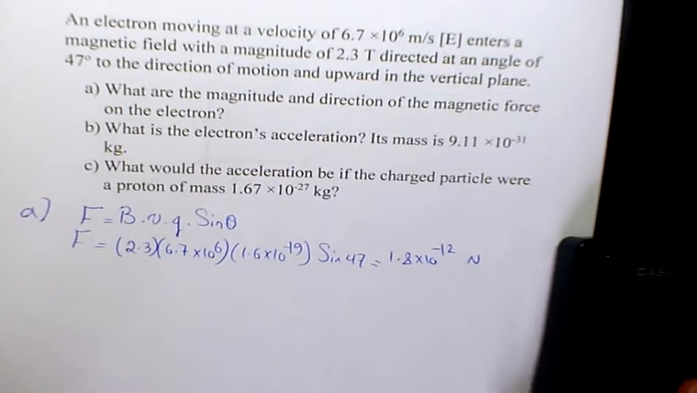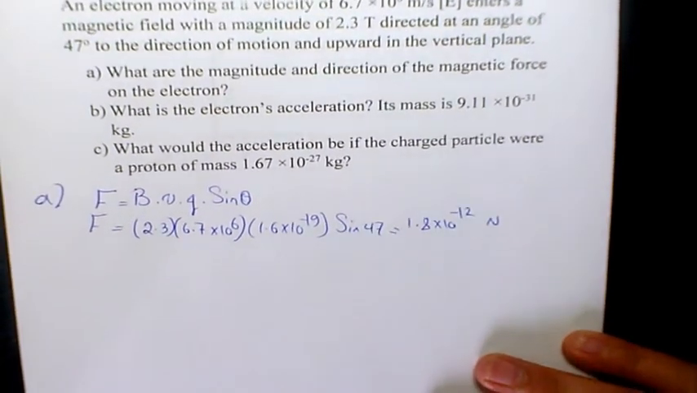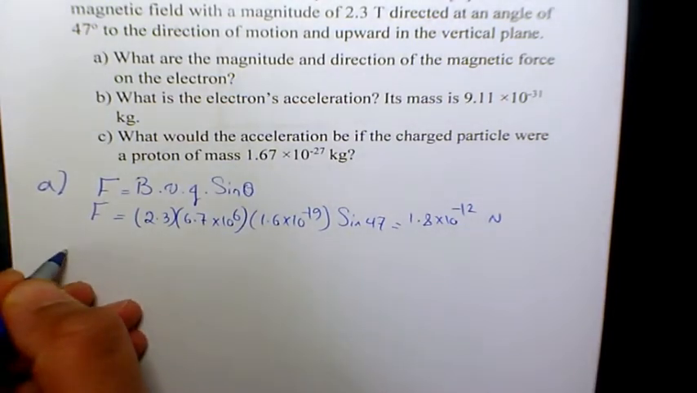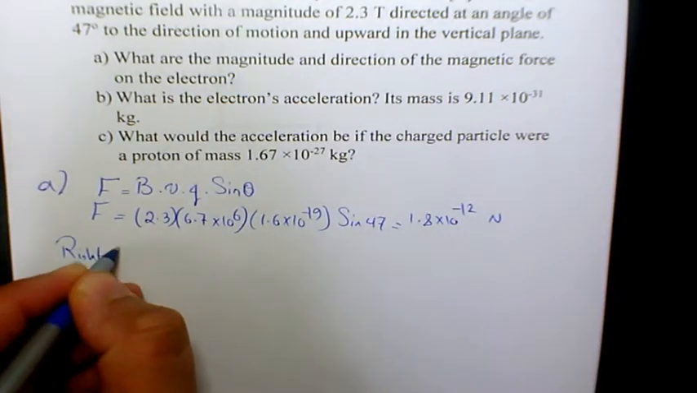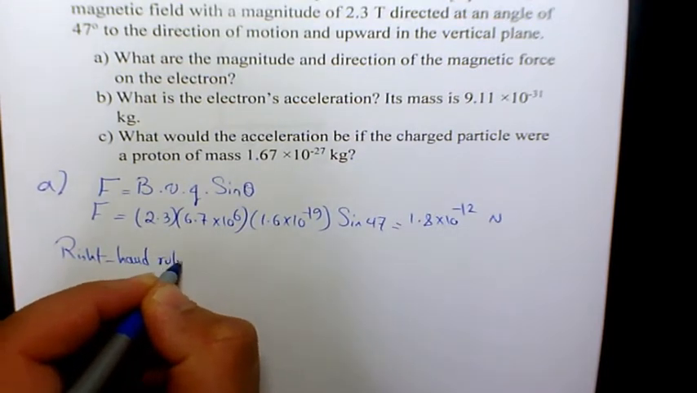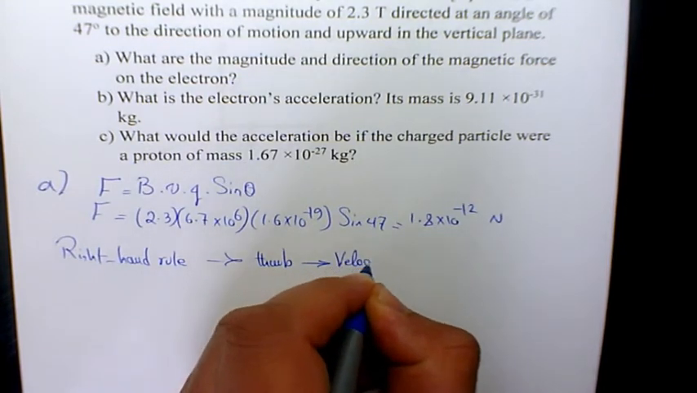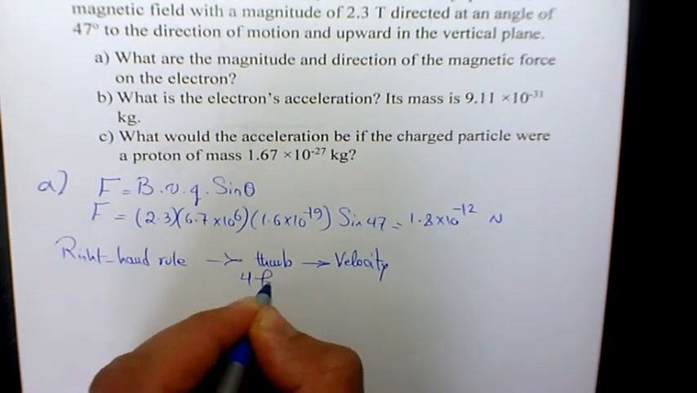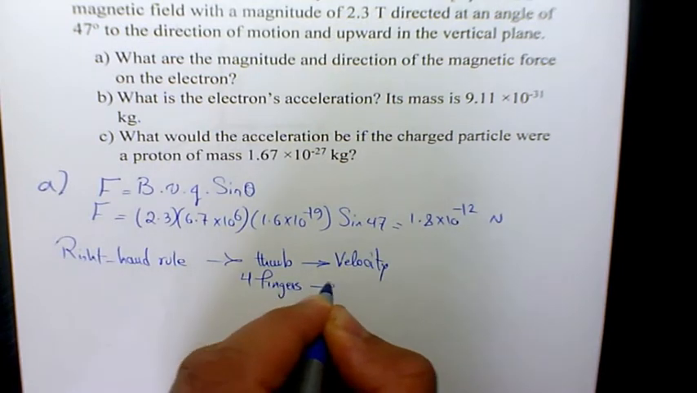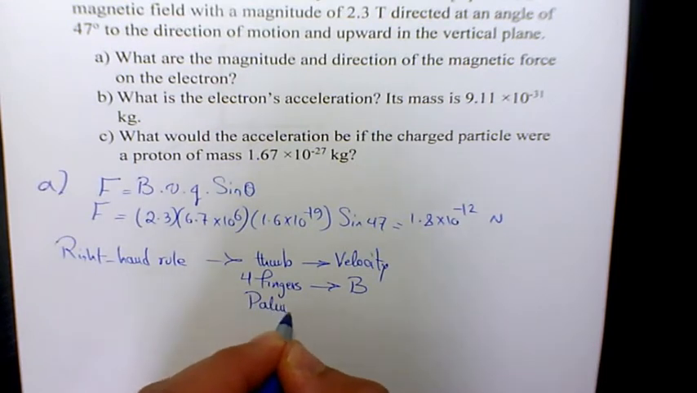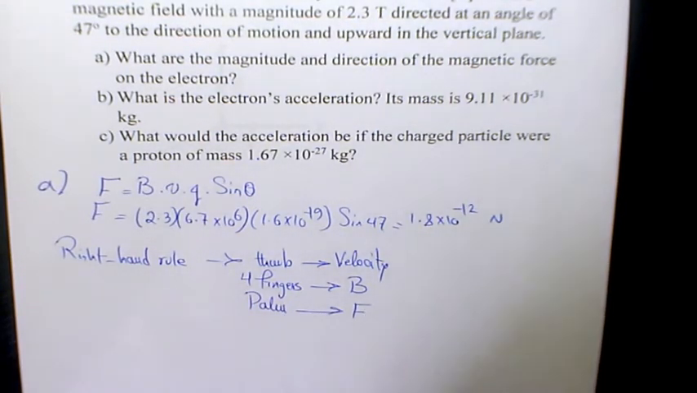Now we need to find out the direction as well. In order to find out the direction of magnetic force, we need to use the right hand rule. Thumb is showing the velocity direction, four fingers showing the magnetic field direction, and then the palm is showing the magnetic force direction if we are dealing with a positive charge. If we are dealing with a negative charge, we just make it the opposite way.